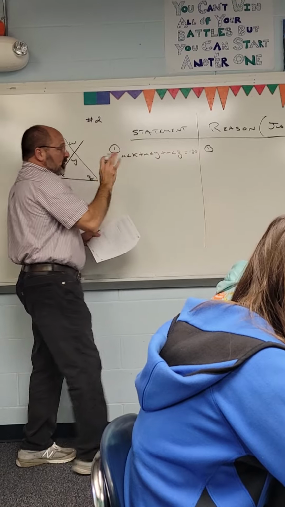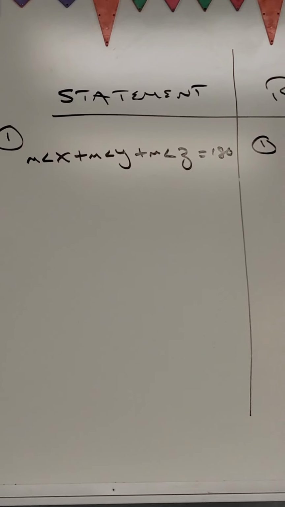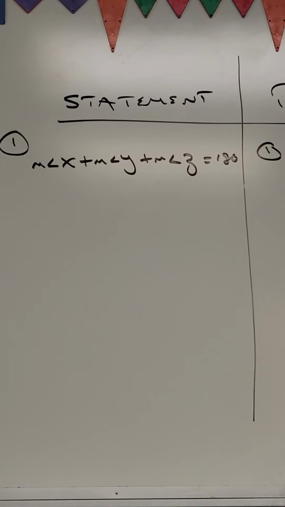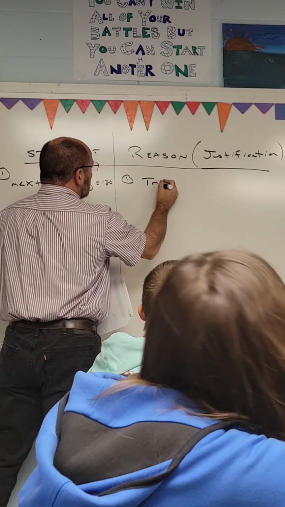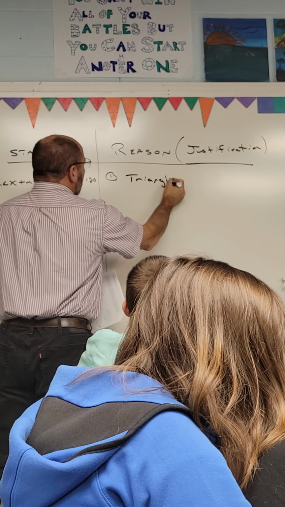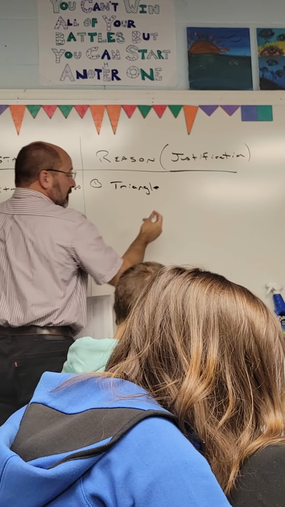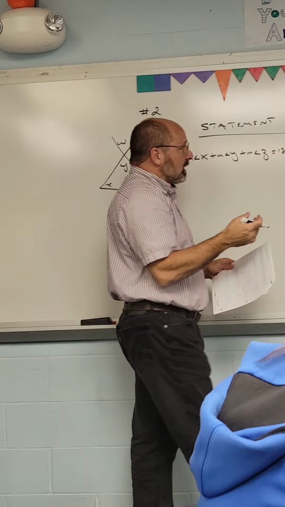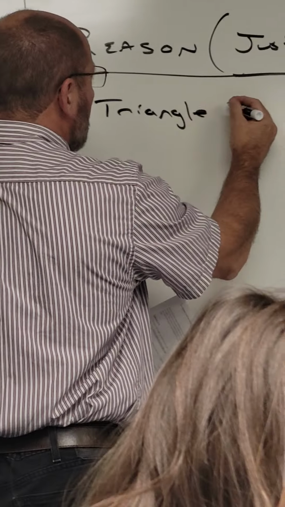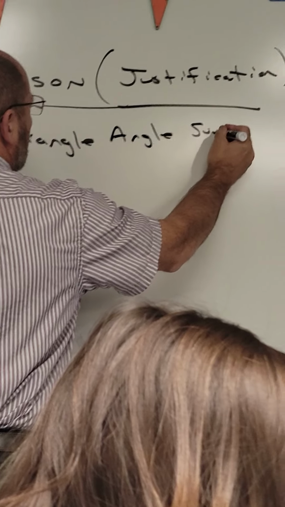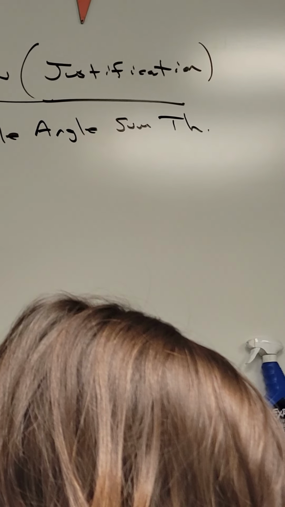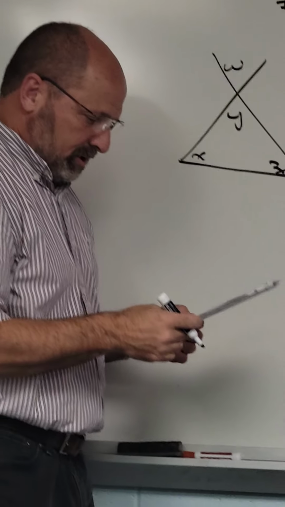And again, when you write your reason or justification, I'm not going to be too particular on how you say it, but if you say something like triangle angle sum theorem, that works well for me. Or if you say that the sum of the angles in a triangle must equal 180, that works well. But triangle angle sum theorem is a good one. And I'm just going to abbreviate theorem, TH.